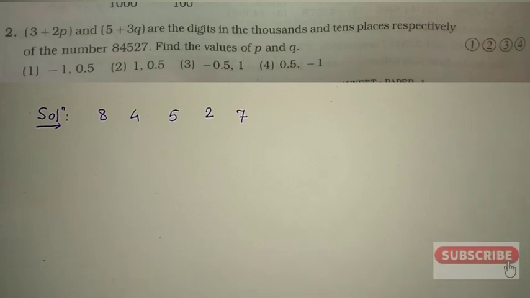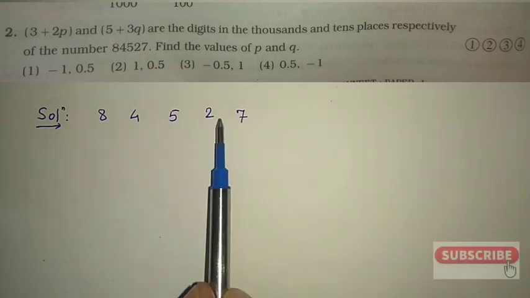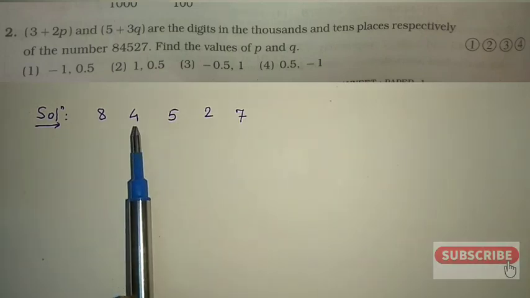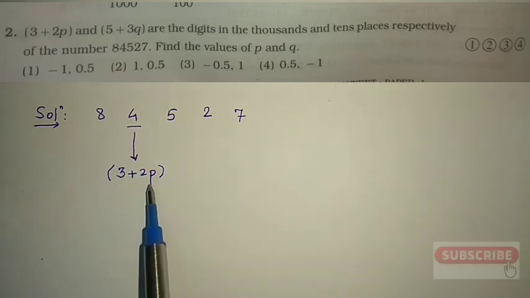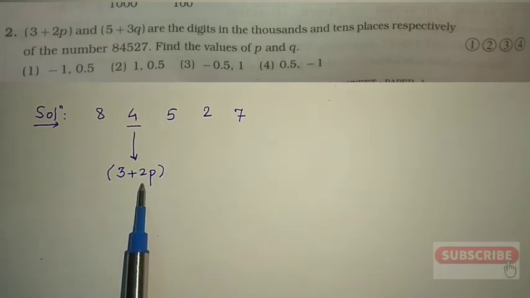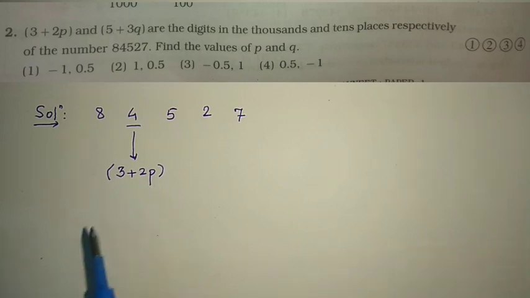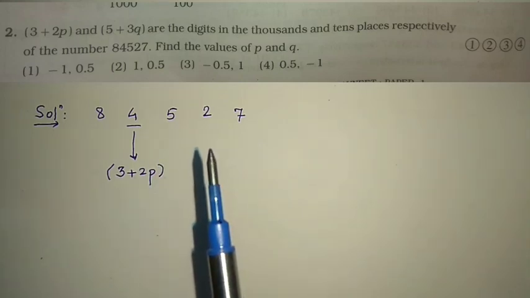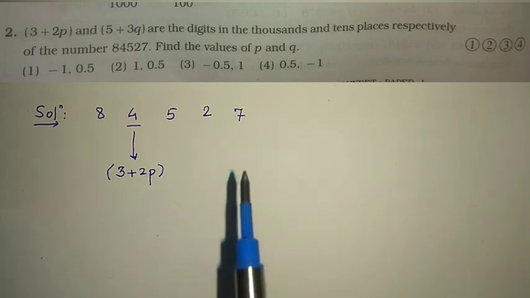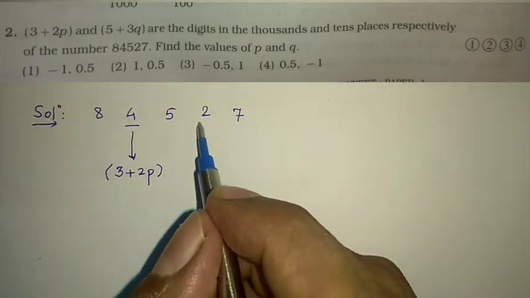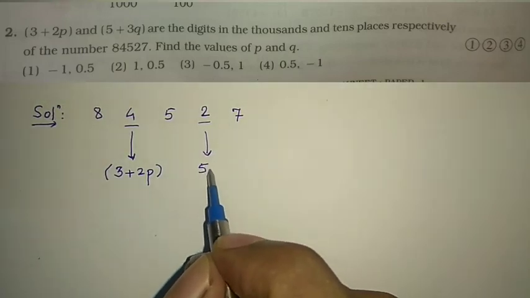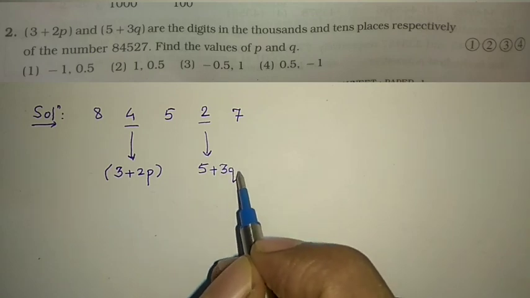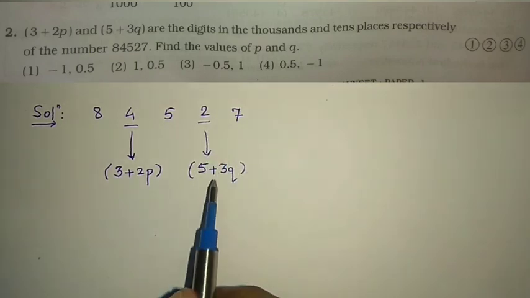So which number is at the 1000 place here? You need 10, 100, 1000. So 4 is at the 1000 place. What is the value of 4? It is 3 plus 2p, because 3 plus 2p is at the 1000 place. It is given in the question. And 5 plus 3q is at the 10 place. Which number is at the 10 place? 2 is at the 10 place. So the value of 2 is 5 plus 3q.